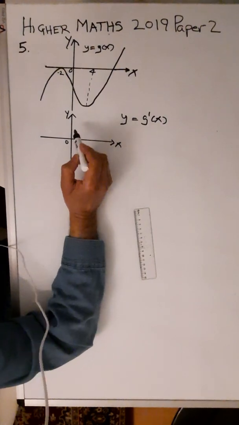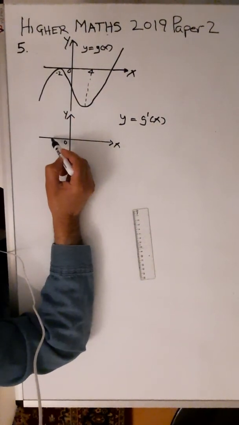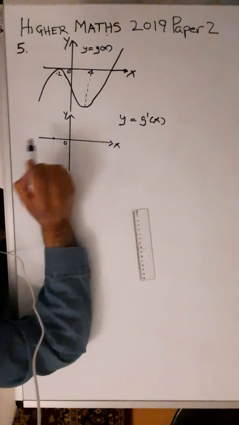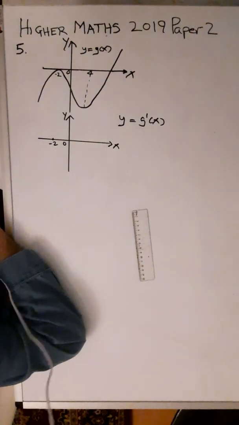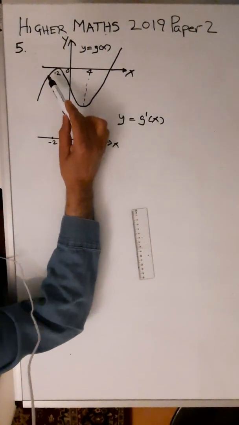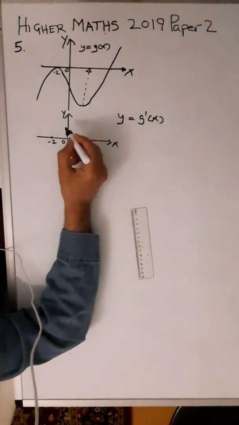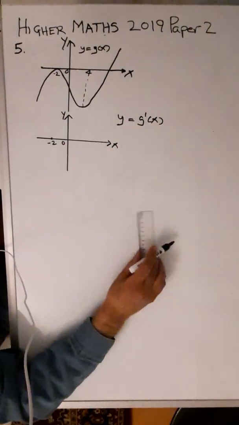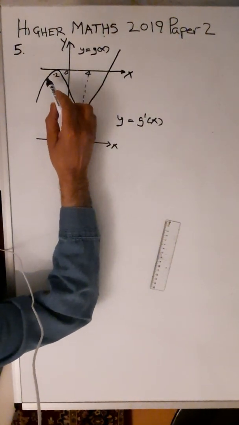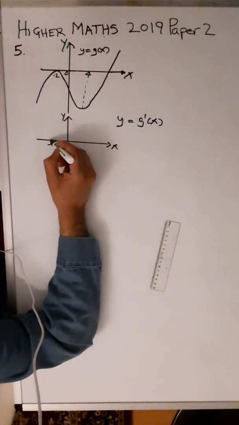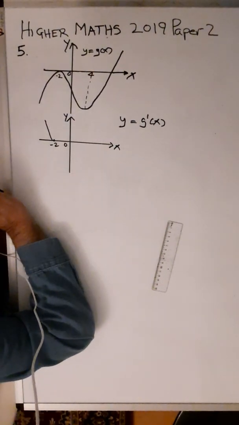So you're looking at the turning point. The turning point at minus 2, you bring that down into your differential curve. So this is minus 2 here. If you look at the curve here, this is a positive gradient. The g dashed x is just a curve showing the gradient. The gradient here is positive, so that means the gradient is positive above the x-axis in the g dashed x curve.